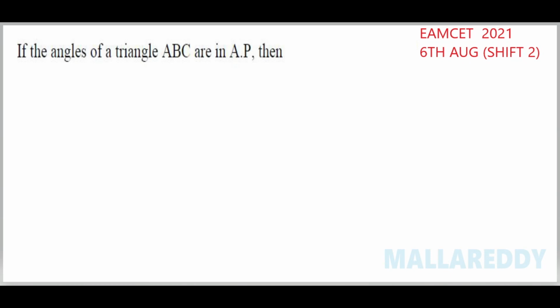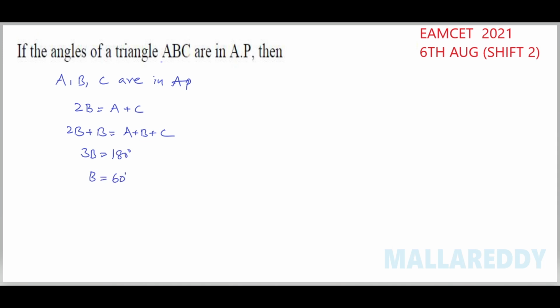If the angles of a triangle ABC are in AP, then, so here angles capital A, capital B, capital C are in AP. AP means 2 capital B is equal to capital A plus capital C. Add B on both sides, that is 2B plus B is equal to A plus B plus C. This is 3B is equal to, we know that A plus B plus C in triangle ABC is 180 degrees. So angle B is equal to 180 by 3, that is 60 degrees.